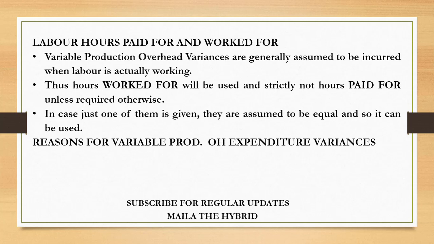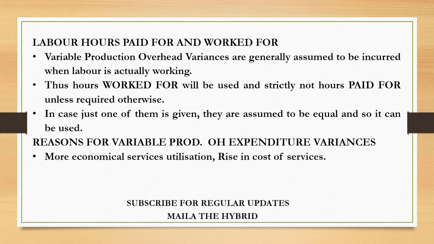Now, reasons for variable production overhead expenditure variances. First of all, more economical service utilization. We are just talking about expenditure variances. So if you expected to spend more, and ended up spending less, that could give you a favorable variable production overhead variance. But you can say a rise in cost of services. Let's say the variable production overhead rate has risen, so you have ended up incurring more than what you expected.